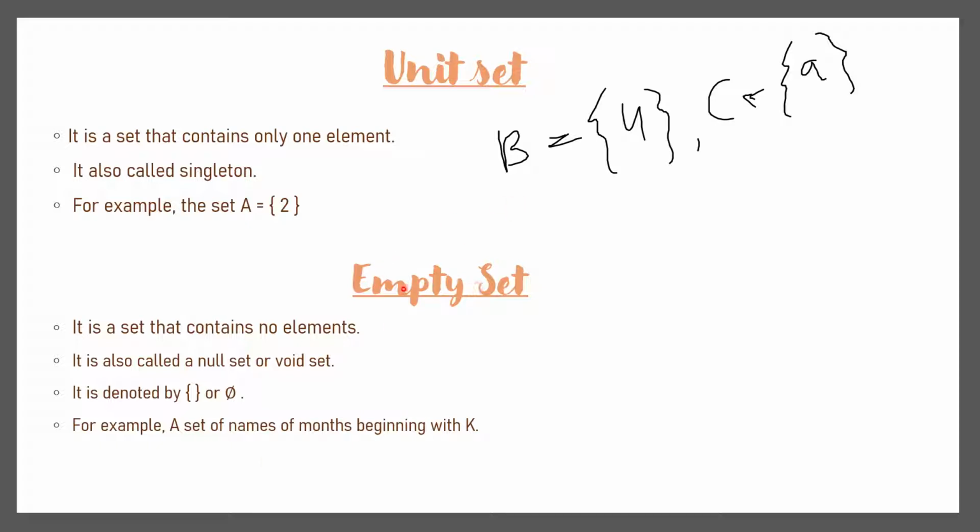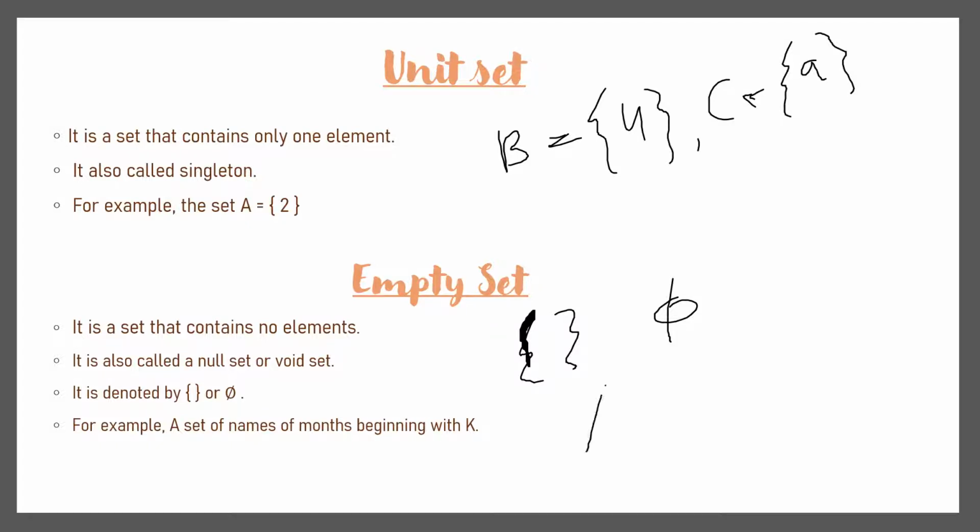Okay, the next one is empty set. Empty means the set is empty, it contains no element. It is a set that contains no element. That's why it is also called a null set or void set, and it is denoted by this or this symbol. Because it contains no element, we can also write this set as this, or we can also use this symbol. It means that this set is empty.